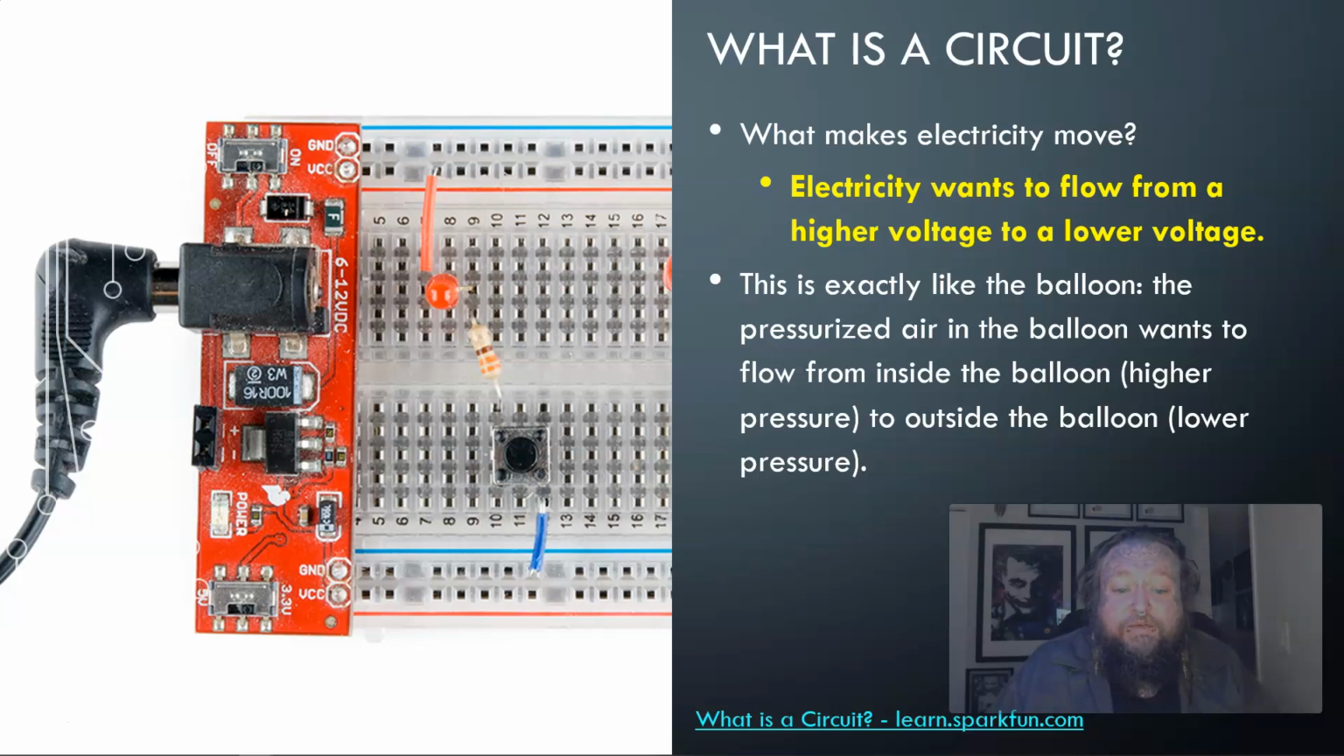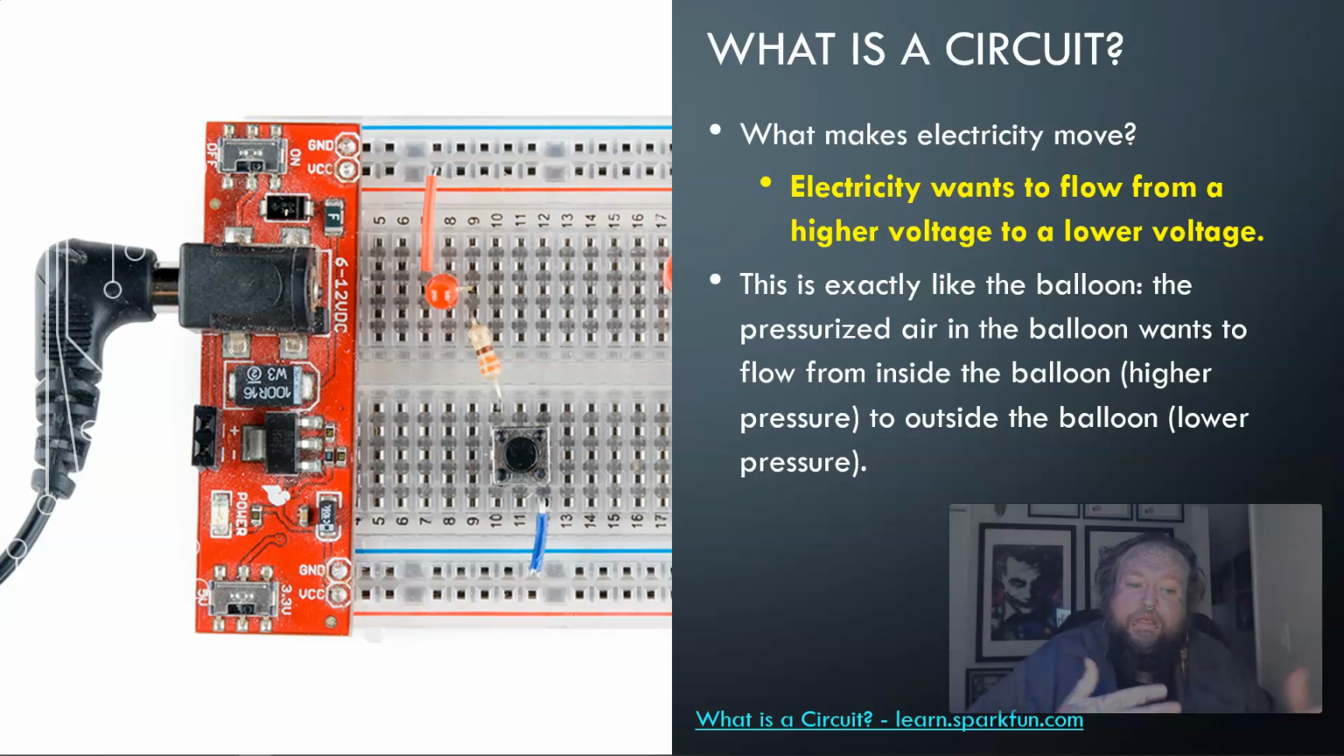So what makes electricity move? Electricity wants to flow from a higher voltage to a lower voltage, that overall pressure. Just like water within something under a lot of pressure, it wants to actually move. This is exactly like the balloon analogy: the pressurized air in the balloon wants to flow from inside the balloon, the higher pressure, to the outside, being lower pressure. So when you release it, it lets it out.